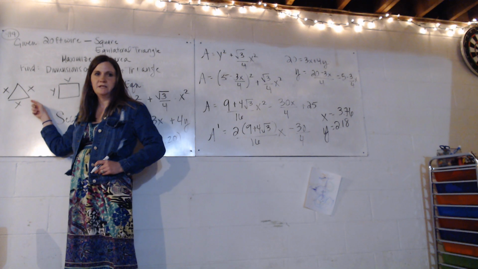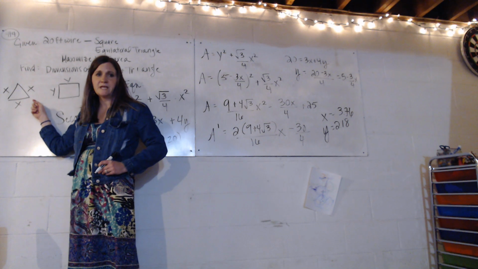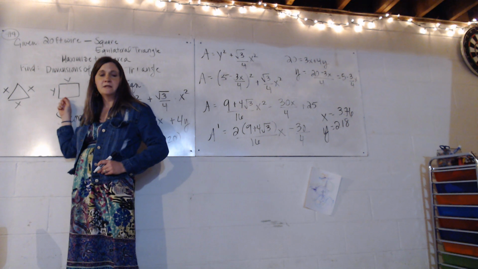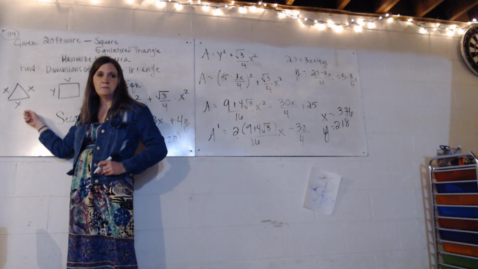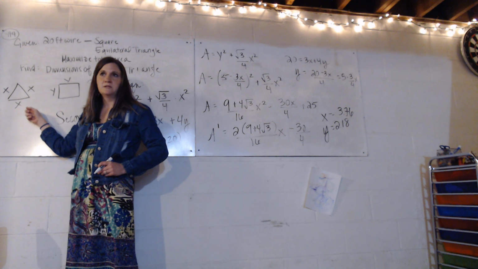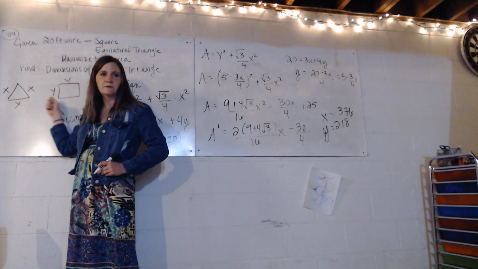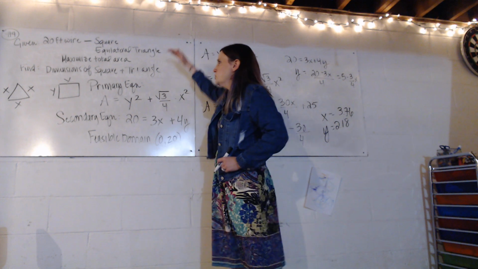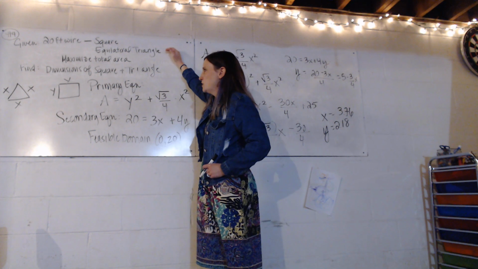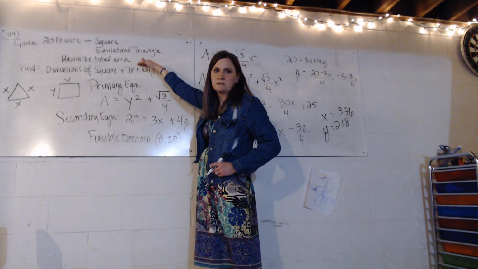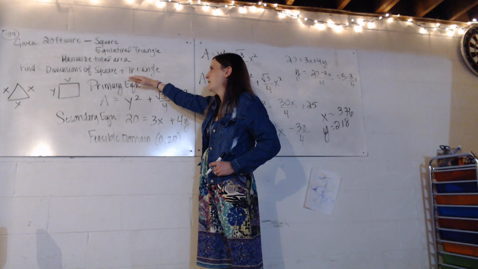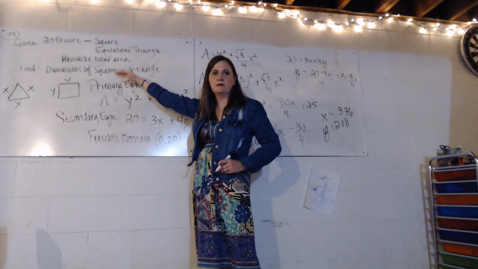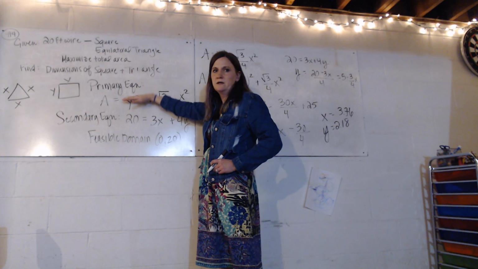As we know, an equilateral triangle has three sides that are the same. I call those sides x. A square is not necessarily going to have the same sides as the triangle, so I have to make that a separate variable, and I called it y. We know we have 20 feet of wire to make these shapes, and we want to maximize our total area. We want to find the dimensions of the square and the triangle in order to maximize that area.